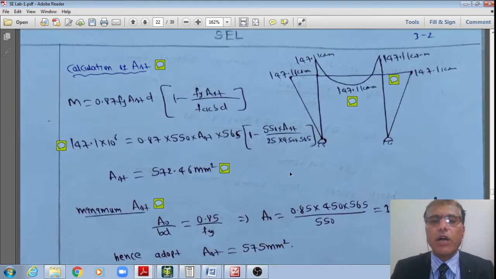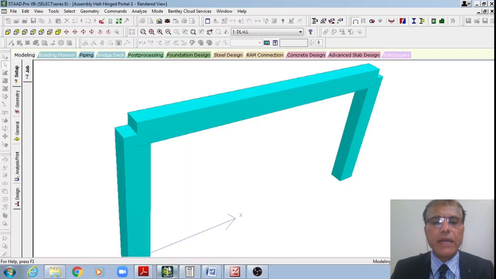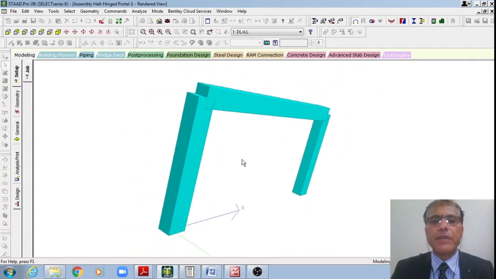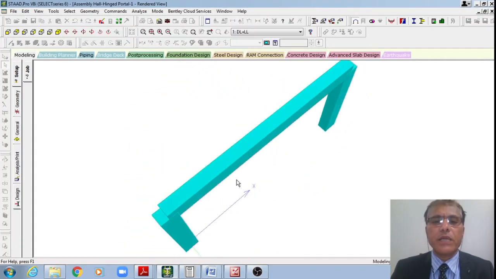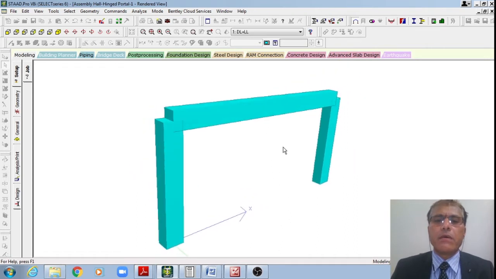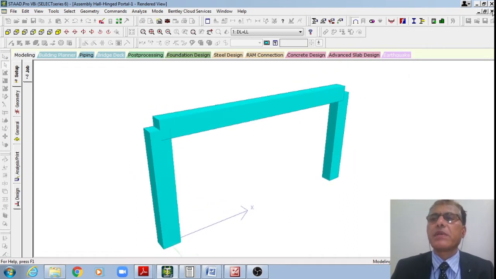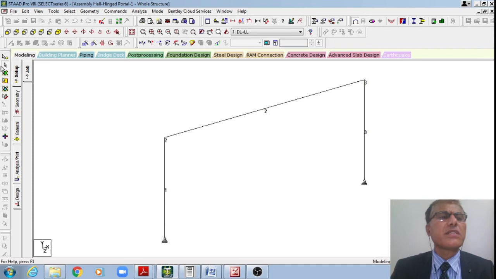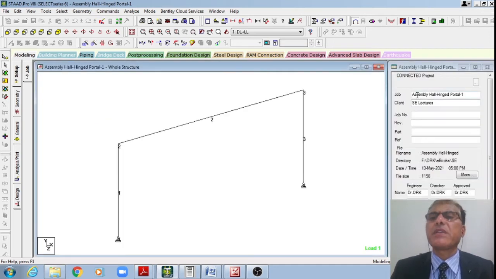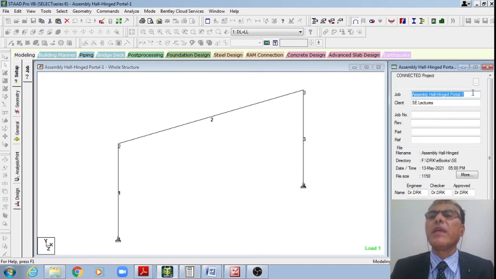Now I'll just model this using STAAD. I'm on this STAAD page, student. This is my STAAD model of the portal frame of this assembly hall building. I'm in the setup page, in the job information. I'm saying this is the assembly hall hinged portal frame. At the bottom it is hinged.